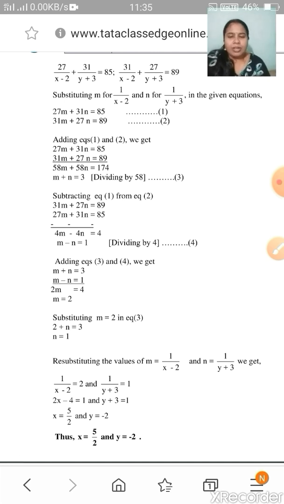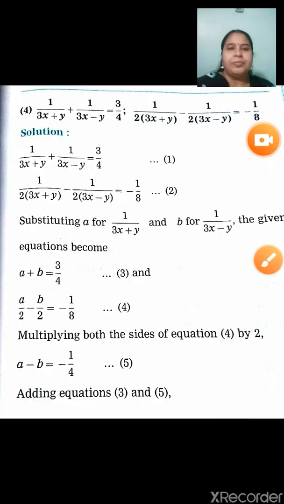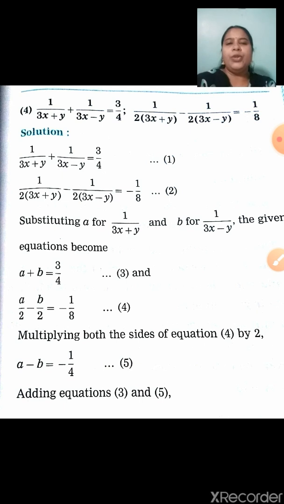So let us see the next sum. The next sum is the fourth sum of this exercise. The question is 1 upon 3x plus y plus 1 upon 3x minus y is equal to 3 upon 4. This is my equation number 1. Second equation is 1 upon 2 into 3x plus y minus 1 upon 2 into 3x minus y is equal to minus 1 upon 8.